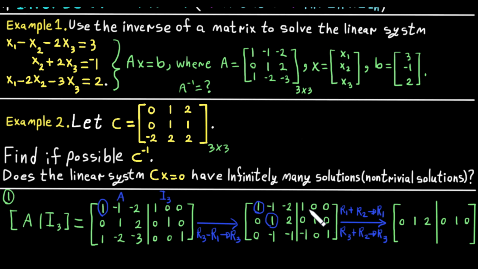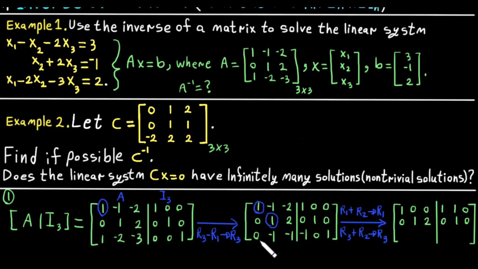So row 1 plus row 2. Here, row 1 plus row 2: 1 plus 0 is 1. Negative 1 plus 1, which is 0. Negative 2 plus 2, which is 0. 1 plus 0, which is 1. 0 plus 1, which is 1. 0 plus 0, which is 0.